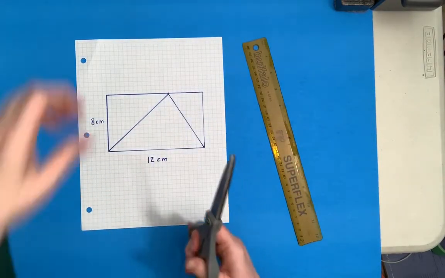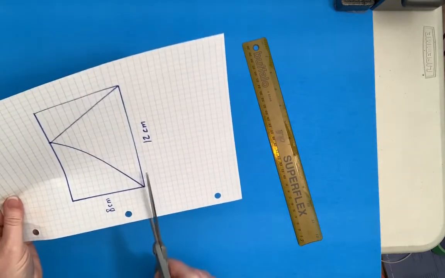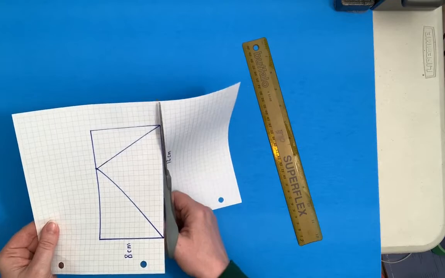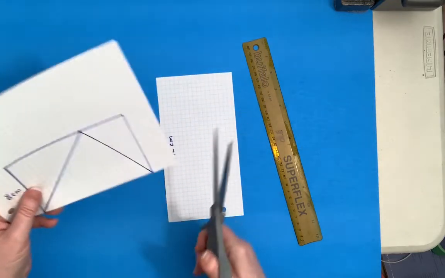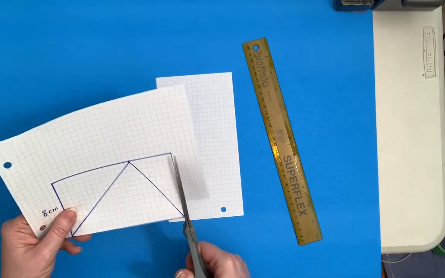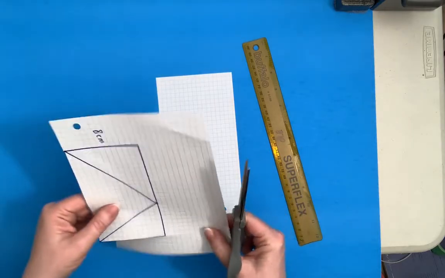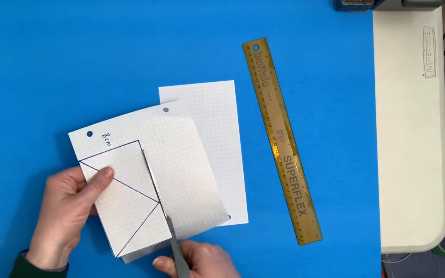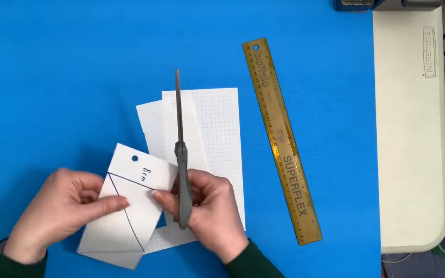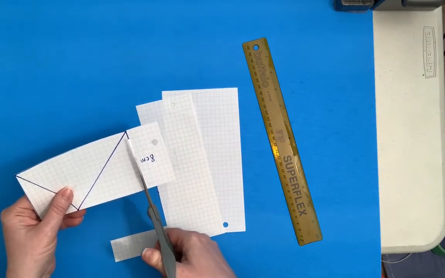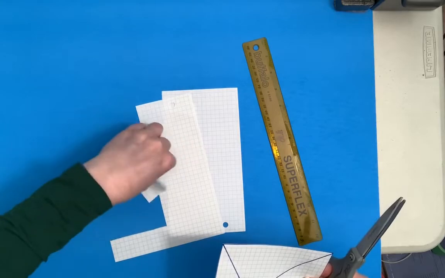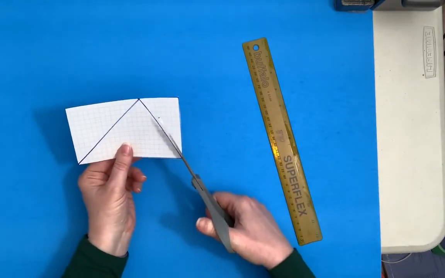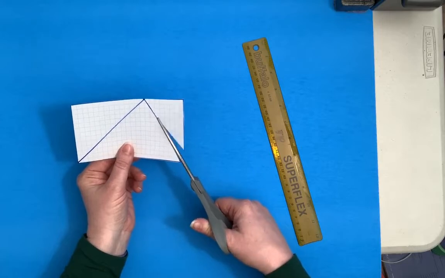So pick it up, cut it out, and again, you have to cut it carefully on the lines. So this was a 12 centimeter by 8 centimeter rectangle, and now we have drawn a triangle in it. Now this is where the fun begins. You're going to take your triangle and cut it out.